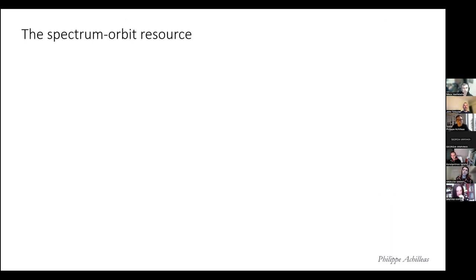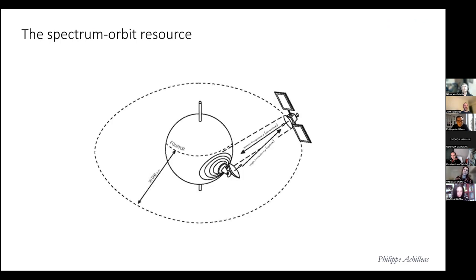So what is the spectrum orbit resource? In fact, it's a combination of frequencies and orbits. When you launch a satellite into orbit and you want to communicate with the satellite or through the satellite, you use a combination of two resources: spectrum, so the frequencies, and orbits. We call it the spectrum orbit resource.